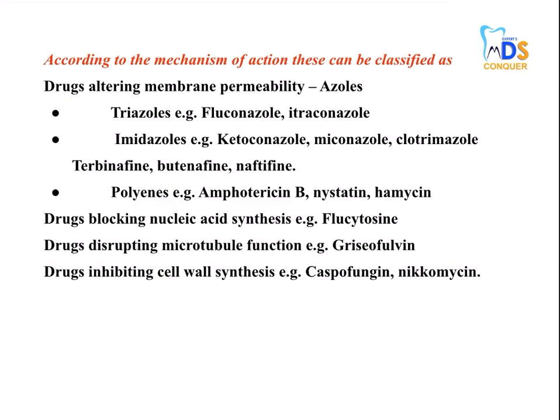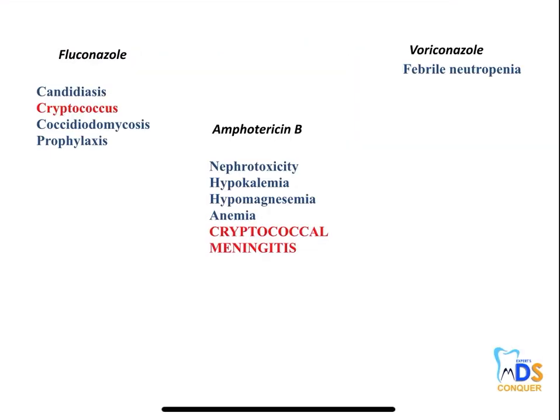I think you know this. Which alters the permeability includes azoles, which are classified as triazoles and imidazoles, and polyenes. Which blocks nucleic acid synthesis is flucytosine, which disrupts the microtubule is griseofulvin, and which inhibits cell wall synthesis includes caspofungin. The drugs are again important: fluconazole for cryptococcus, amphotericin B for cryptococcal meningitis. Just have a look at all this.